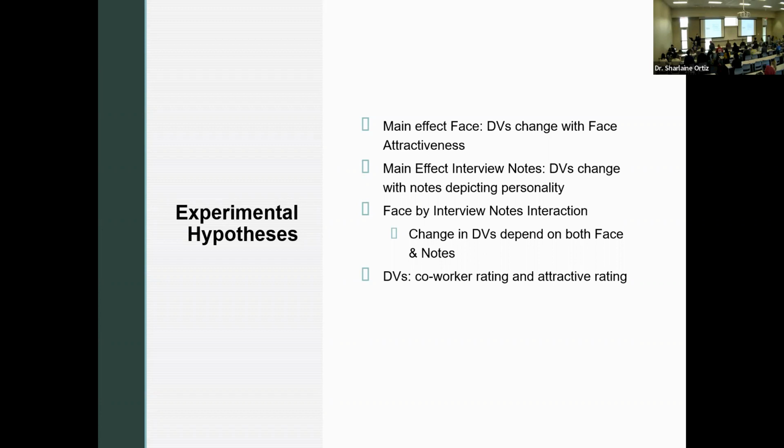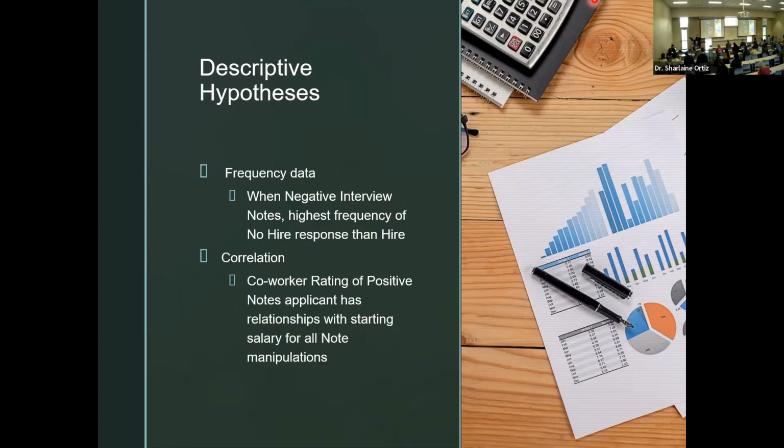So let's look into other aspects. Think about if there is an interaction, if there is a change in the dependent variables based on both factors. So for example, the face and the notes. Notice that in this specific case, think about the ratings or the dependent variables of a coworker and the attractive rating. If we were to combine the personality notes with the face, would their interaction have an impact on the coworker rating and the attractive rating? Let's look into another type of hypothesis, and that is a descriptive hypothesis.